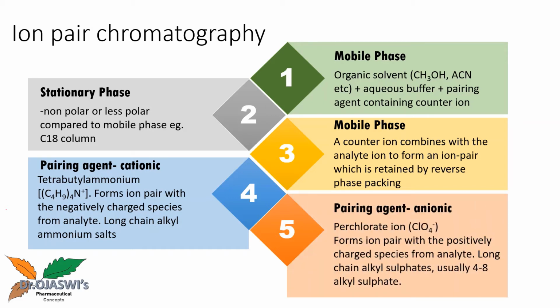Pairing agents which are anionic in nature, one of the examples is perchlorate ion. It forms ion pair with the positively charged species from analyte. Long chain alkyl sulfates usually having 4 to 8 carbons in them can be very good examples of anionic pairing agents.